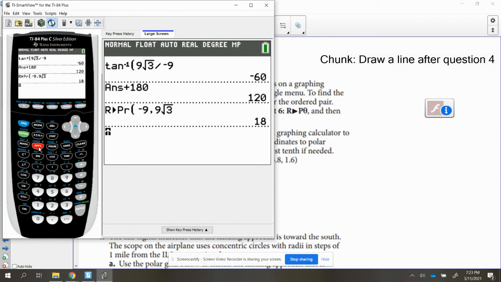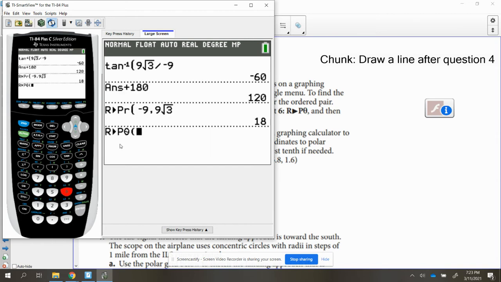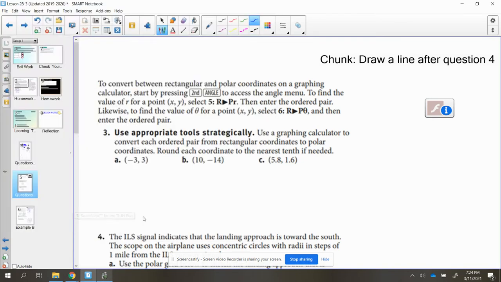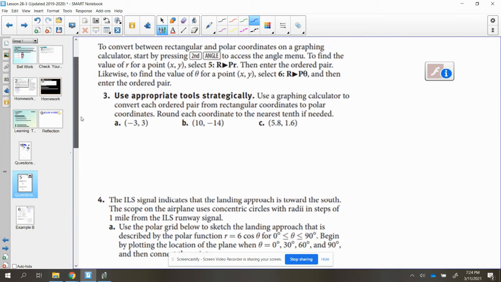And then we also can do second apps option 6 to convert to the theta, and again negative 9 comma 9 square root 3, and we get that final answer of 120. Okay, so this is a really nice option because these buttons do take into consideration their theta value here, what quadrant you are in, so it's a good way to double check yourself.